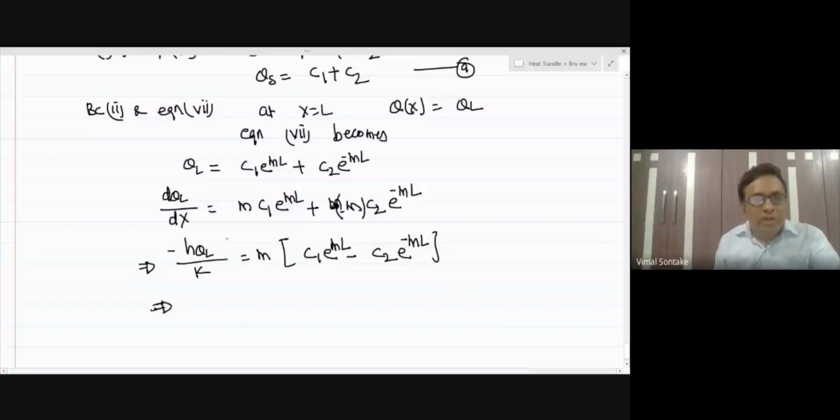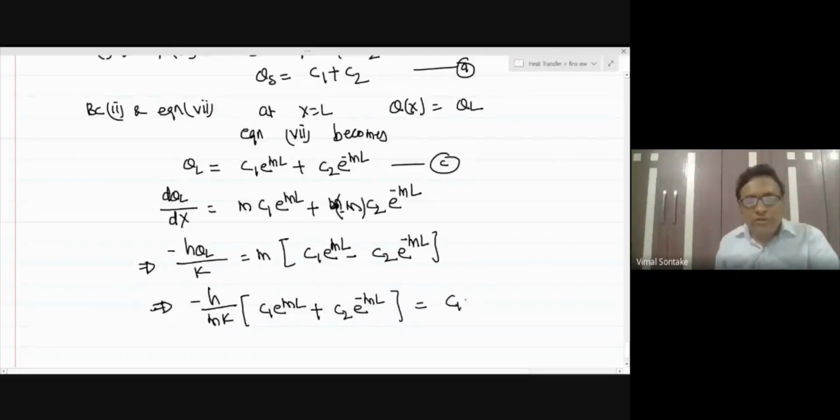Now let us do two things simultaneously. First, transfer this m on the left hand side and let us put the value of theta L from this equation. See. So minus h over mk, and let us put the value of theta L from equation C. It is nothing but C1 e to power mL plus C2 e to power minus mL, is equal to C1 e to power mL minus C2 e to power minus mL. Okay, let's say this is equation number B.